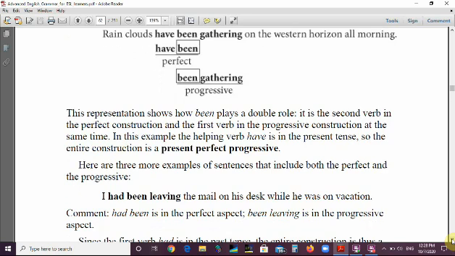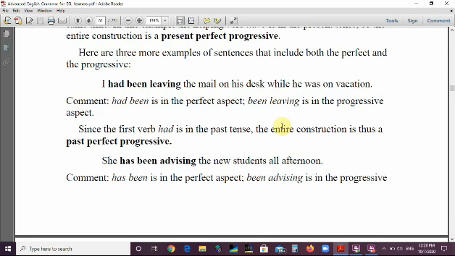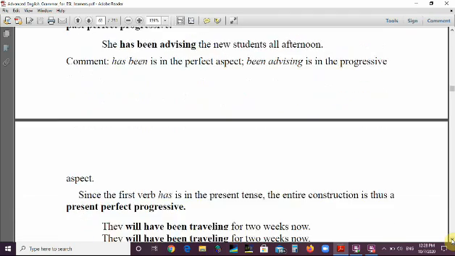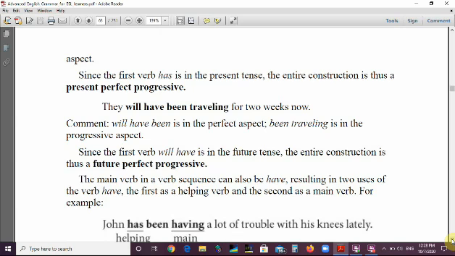Let's look at another example. I had been leaving the email. Had is past, had been past perfect, been leaving progressive. So it's past perfect progressive. She has been advising. Has been is present perfect, and been advising is progressive, so it's present perfect progressive. Since the first verb, has, is in the present tense, the entire construction is a present perfect progressive.